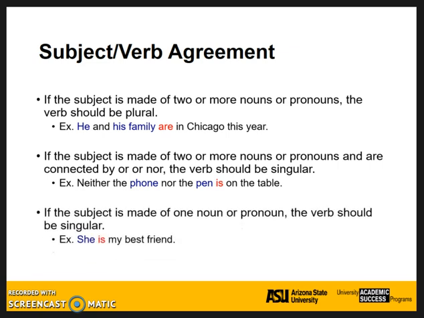3, if the subject is 1 noun or pronoun, then the verb will be singular. In the sentence, she is my best friend, the subject in blue is she, which is a singular pronoun. This means our verb will also be singular. In this case, the verb is, also marked in red.